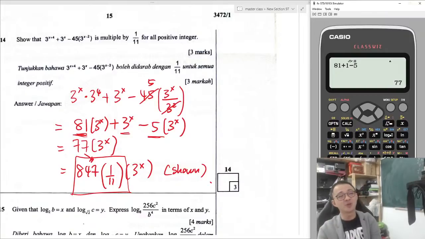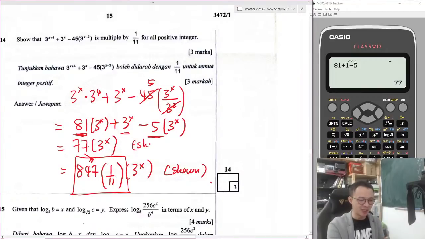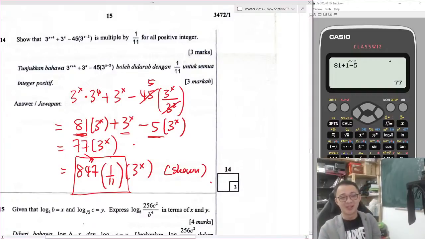Yeah, you can also do something like 7 multiply 11. Basically, when we see 77, I think we should be able to write it as shown here, because 77 definitely is 1 over 11. Just depend on how you want to show it as well.